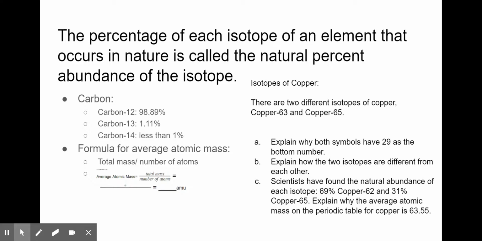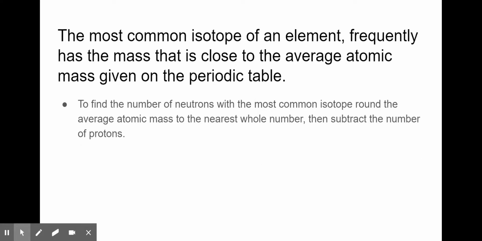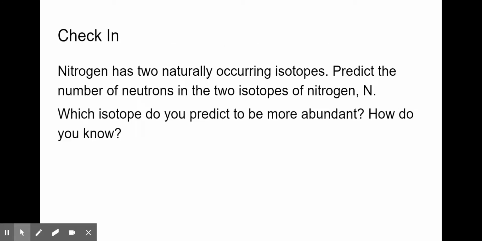Here's a sample question. We'll go over this when we do our lecture. Just understand we're going to look at an isotope of copper-63 and an isotope of copper-65, okay? The most common isotope of an element frequently has a mass that is closest to the average atomic mass given on the periodic table. To find the number of neutrons in the most common isotope, we want to round the average atomic mass to the nearest whole number and then subtract the number of protons that we have, okay?